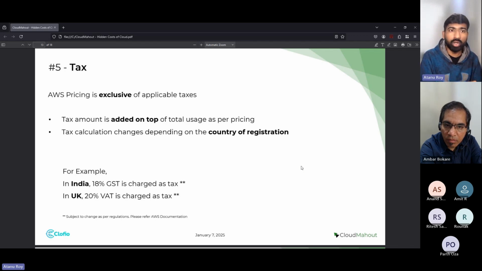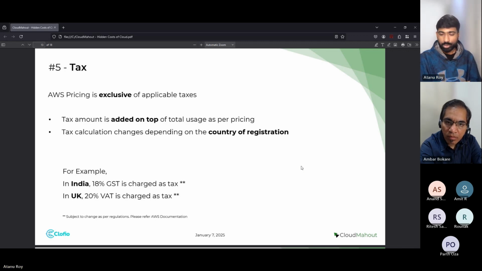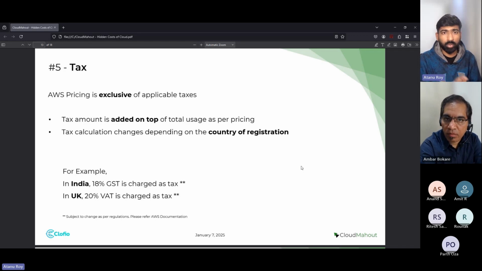And if you are looking at your cloud bill, this tax will always come in as an extra line item, but they do not provide a breakdown. So you might see a single line item with no clarification about what it is, but it will basically be the tax amount in your cloud bill. So with that, I have finished all the 5 things we wanted to talk about.